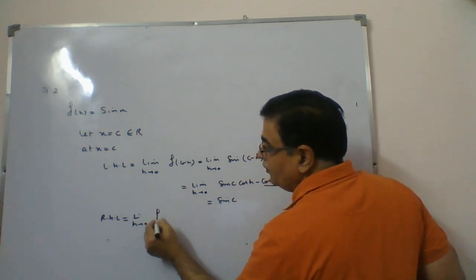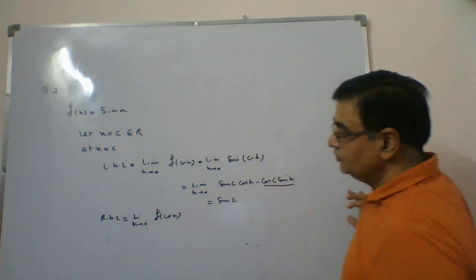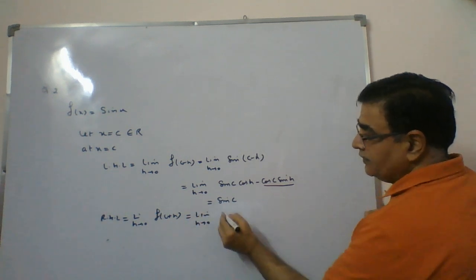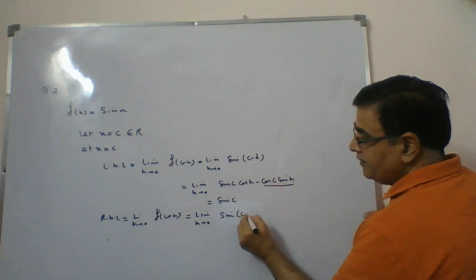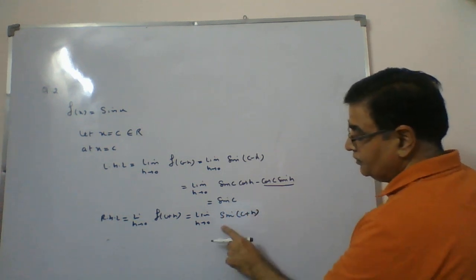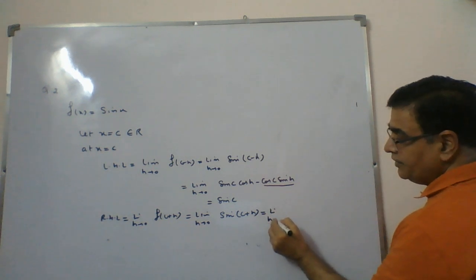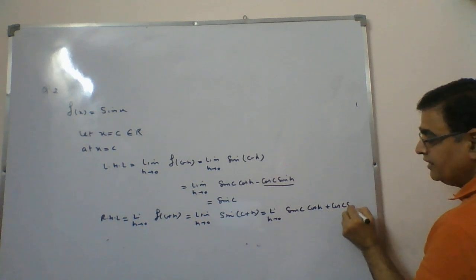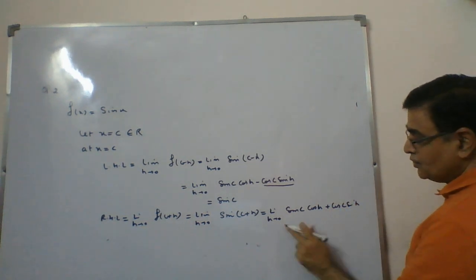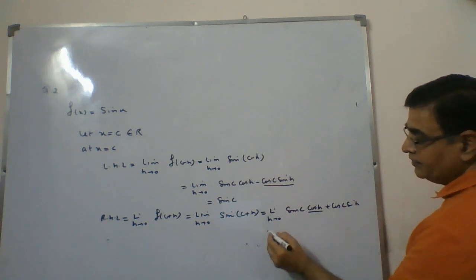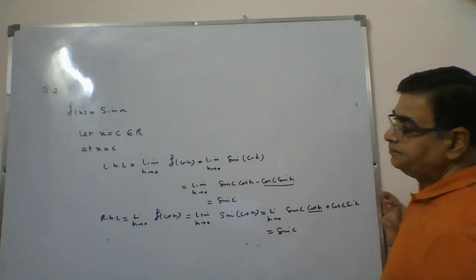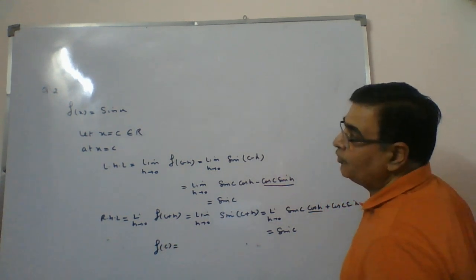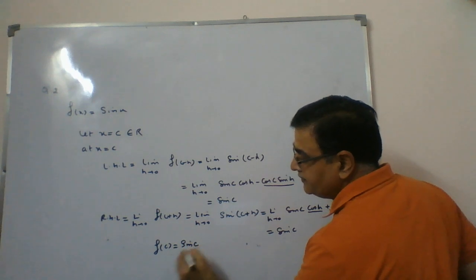Limit h approaches 0 of f(c+h). What I should say in this case is limit h approaches 0 of sin(c+h). Again the formula will be there: limit h approaches 0 of sin c cos h plus cos c sin h. And as h approaches 0, cos 0 is 1, again left is only sin c. And then we say f of c. f of c, if I take, it will come out to be sin c.